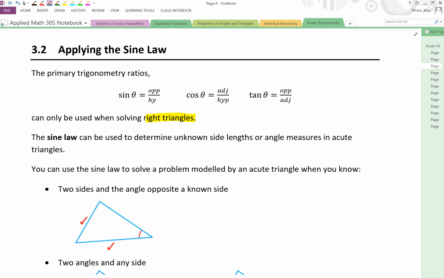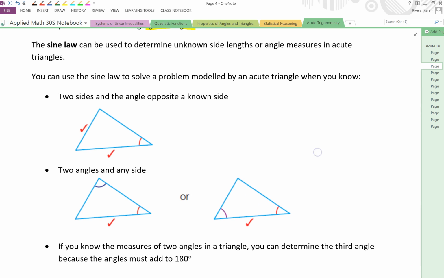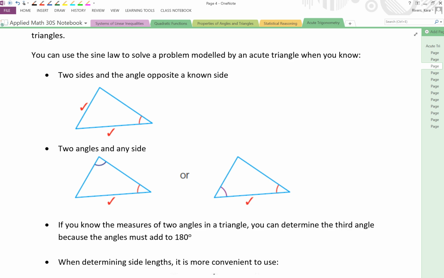You can use the sine law to solve a problem modeled by an acute triangle when you know two sides and an angle opposite a known side, or two angles and any side. If you know the measures of two angles in a triangle, you can determine the third angle because the angles must add to 180 degrees.